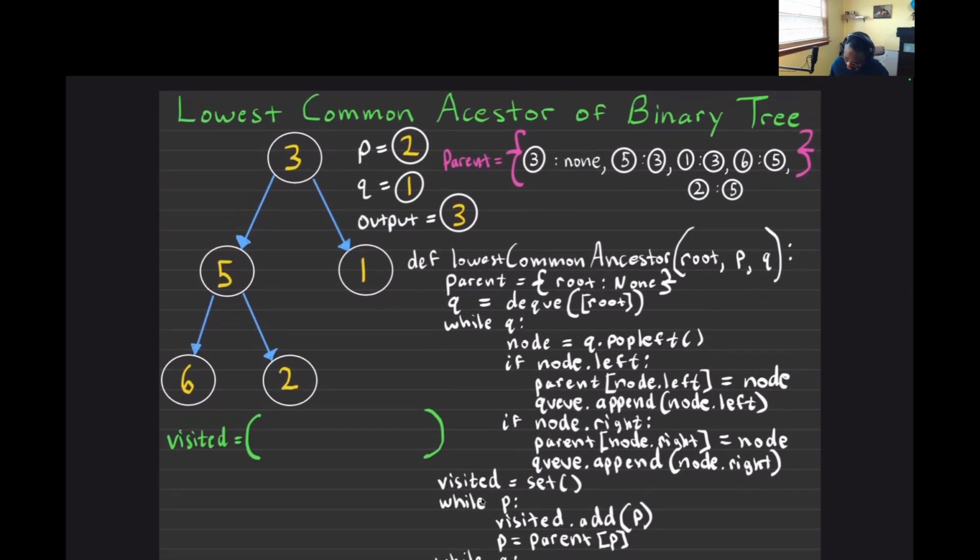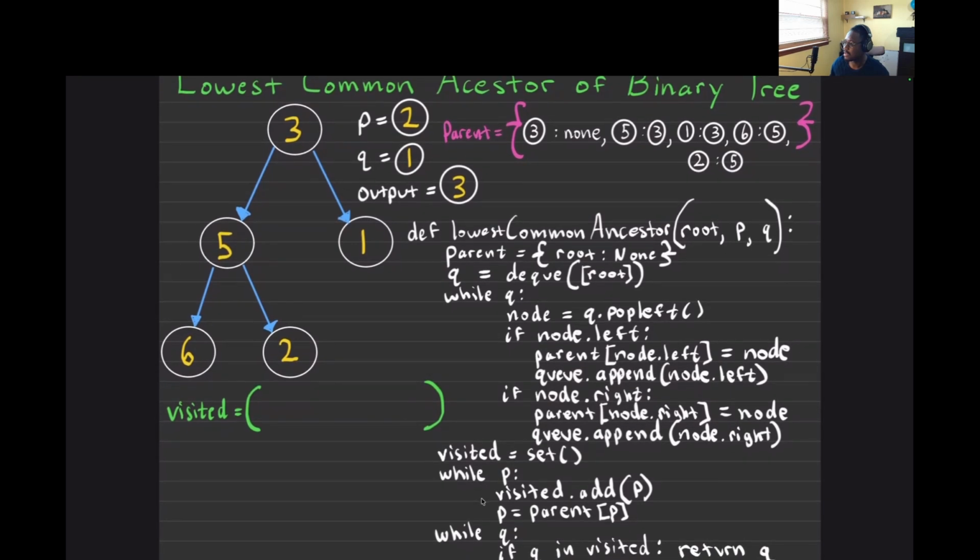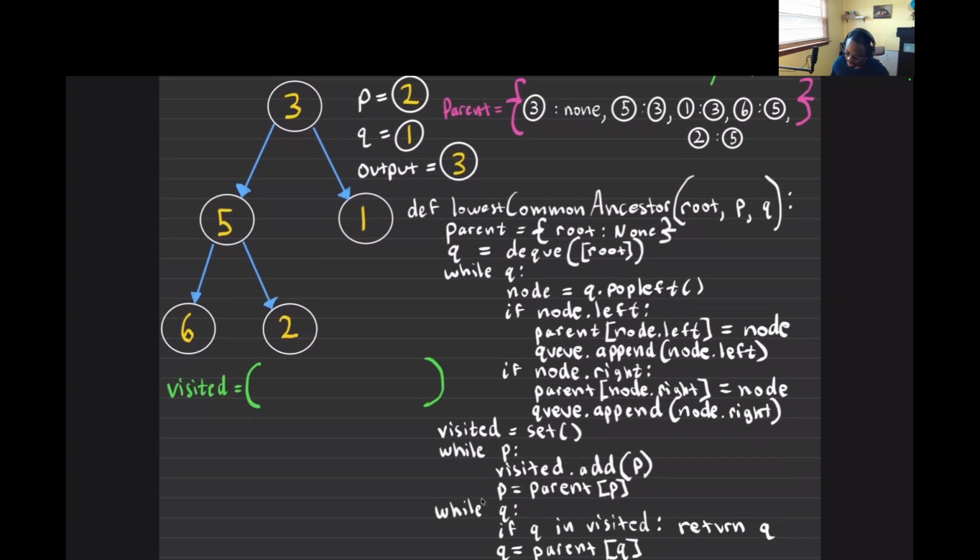So let's do a dry run here. I just want some more of this to fit in the screen. I think we're fine for now. So we're good with this here, I already showed you. This is just representing this hash map that we've created. And now let's start working here. We have our visited set, and then while p, what is p? P is this node 2.